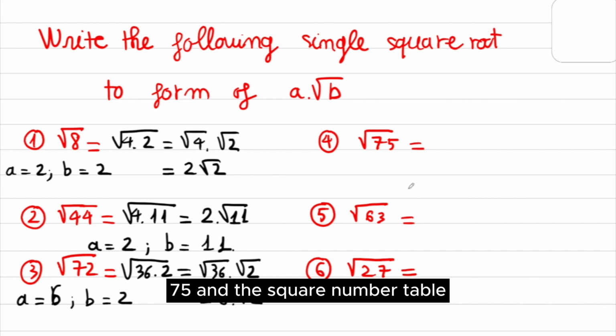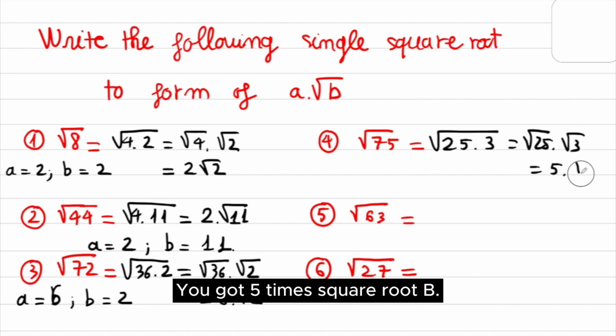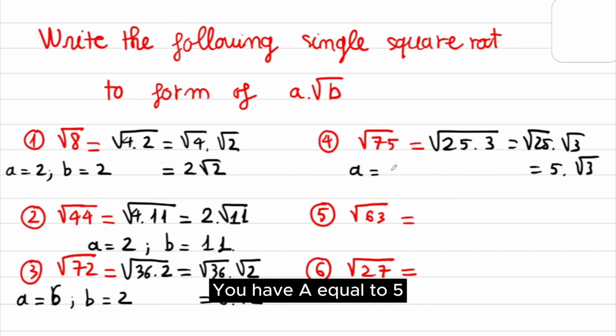75, from the square number table, will be factorized by 25 and 3. Square root 25 and square root 3, you got 5 times square root 3. So a multiply square root b, you have a equal to 5 and b equal to 3.